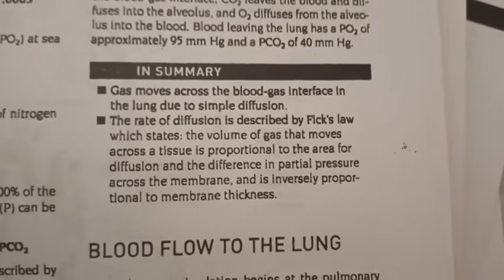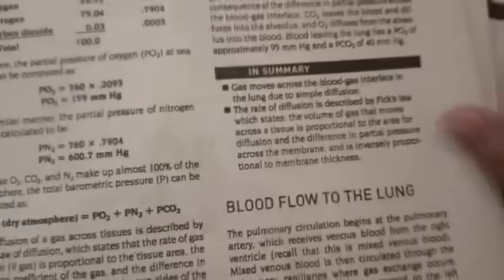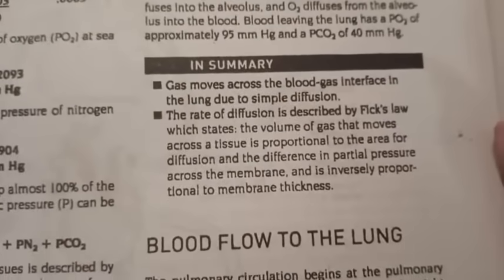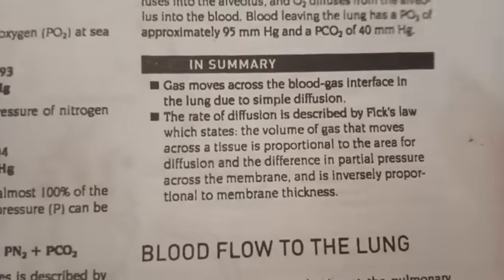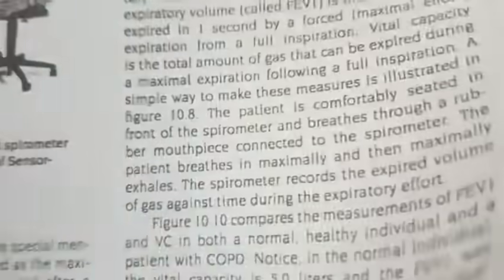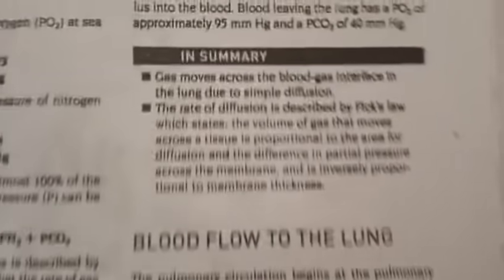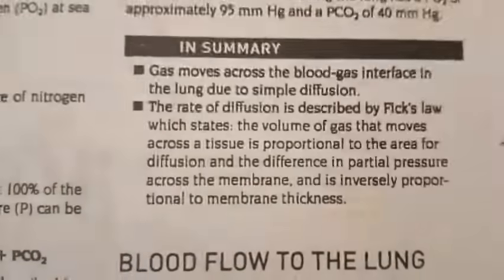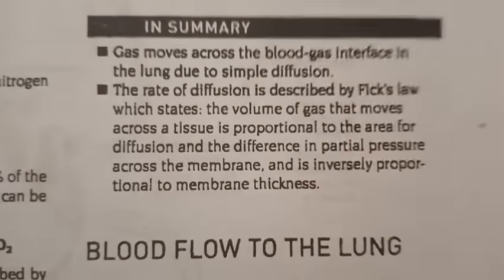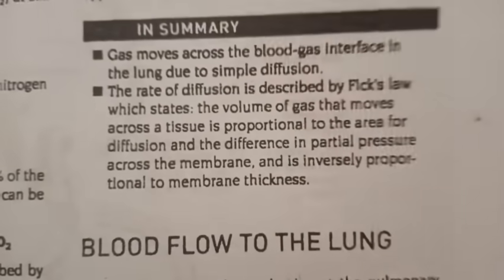The rate of diffusion is described by Fick's law, which states that the volume of gas that moves across a tissue is proportional to the area for diffusion and the difference in partial pressure across the membrane, and inversely proportional to membrane thickness.